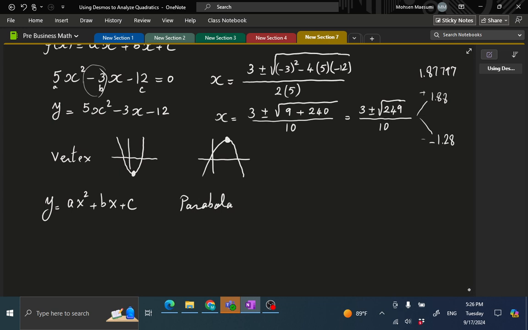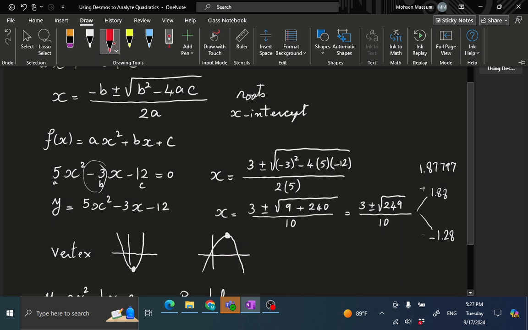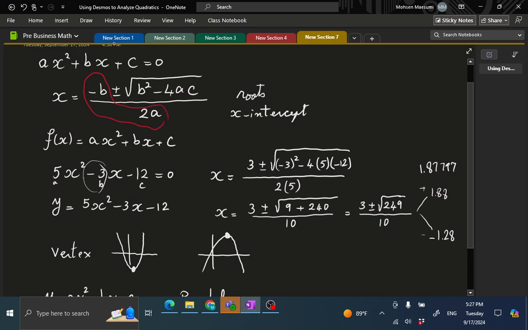So where is the vertex of it? The vertex has the x being equal to minus b over 2a. That is in this formula. If you just pick without the radical, we get our x-intercept. So without the radical, we get our vertex. The vertex is in fact halfway between the two roots that you have.